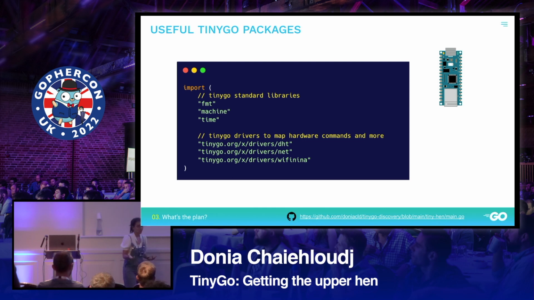And then I'm using the TinyGo drivers library, and it's mapping hardware commands from interfaces. So for example, with the DHT, I'm using dht.Measure. I'm not saying 0x01 asking for data. So I don't have to manipulate bytes, but instead I'm just using interfaces in Go, which I like. And then I'm using also net to send HTTP requests and WiFiNINA to actually use the Wi-Fi and connect my board to Wi-Fi.